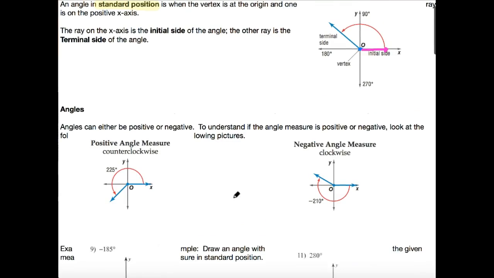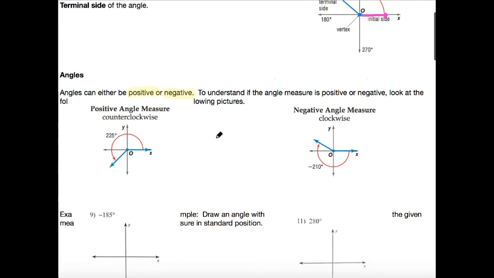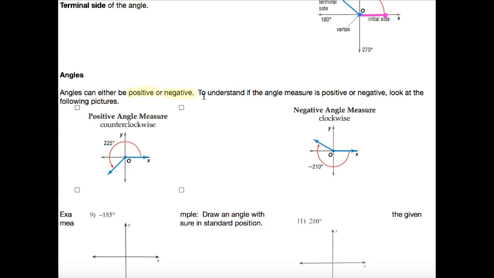So when you look at angles, angles can either be a positive value or a negative value, and it just depends on the way you look at it. To understand if the angle measure is positive or negative, let's look at the following pictures. When an angle measure is positive, you're going to measure counterclockwise. Notice our arrow goes up and around, so it's going counterclockwise. If you think of a clock, going counterclockwise means that we have a positive angle.